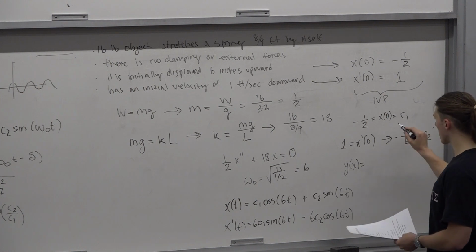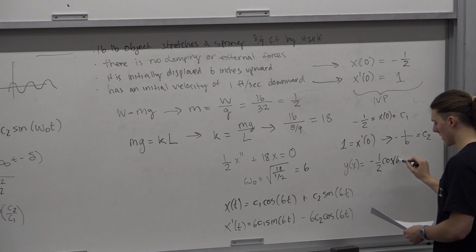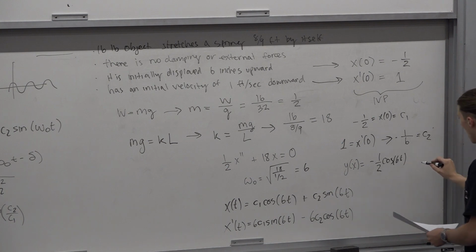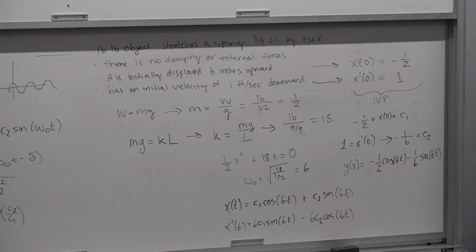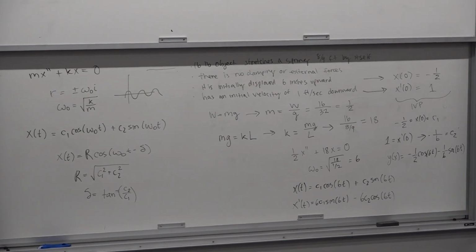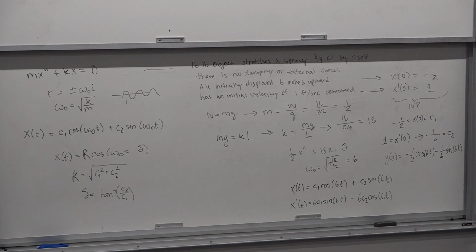We have our x(t) equals negative 1/2 cosine 6t minus 1/6 sine of 6t. Do you know why specifically our x0 equals -1/2? Why those two are C1 and C2? That's just how it works out, I guess.